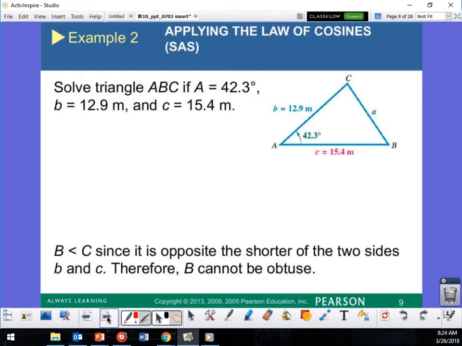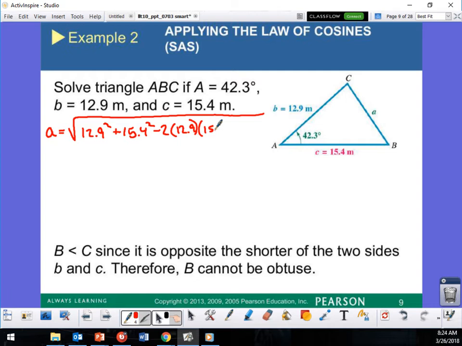All right, so let's start off with A, right? So A would equal the square root of 12.9 squared plus 15.4 squared minus 2 times 12.9 times 15.4 times cosine of 42.3 degrees. Okay, can you guys plug it in the calculator now?